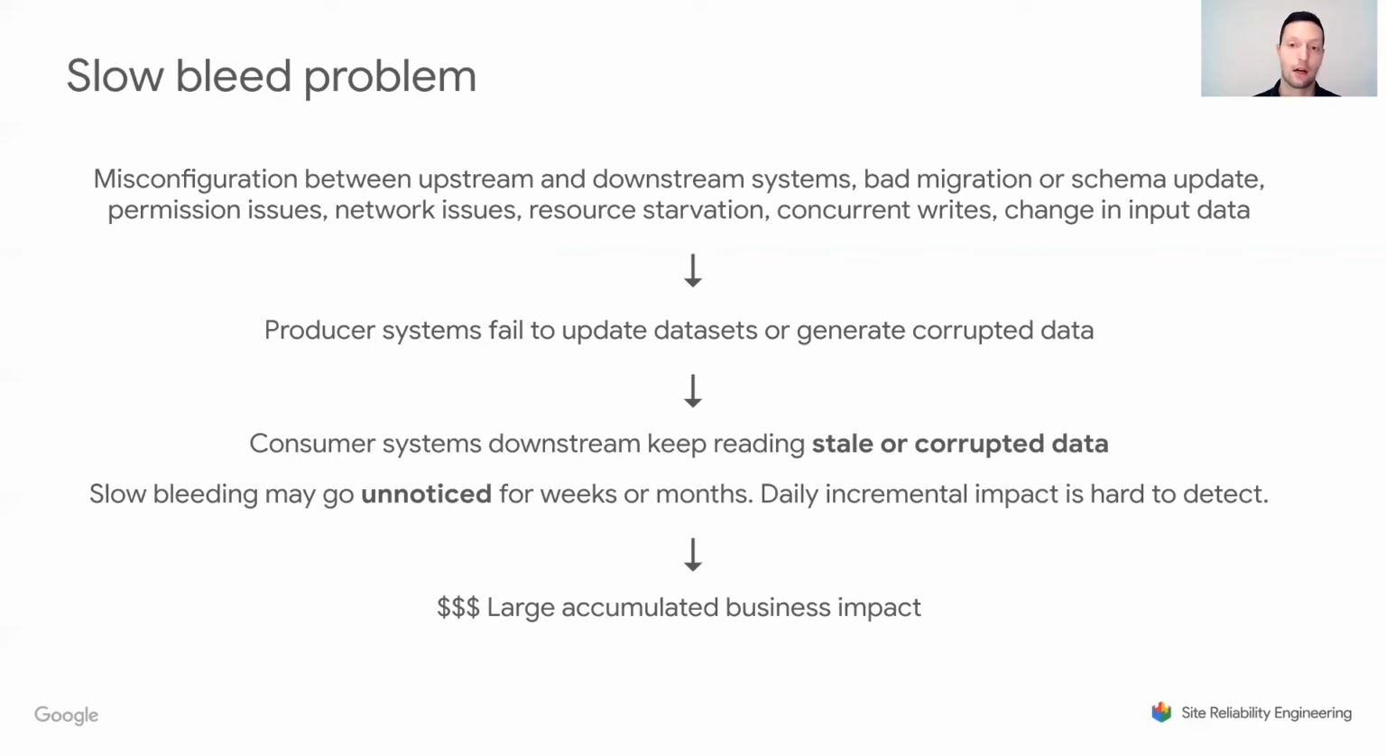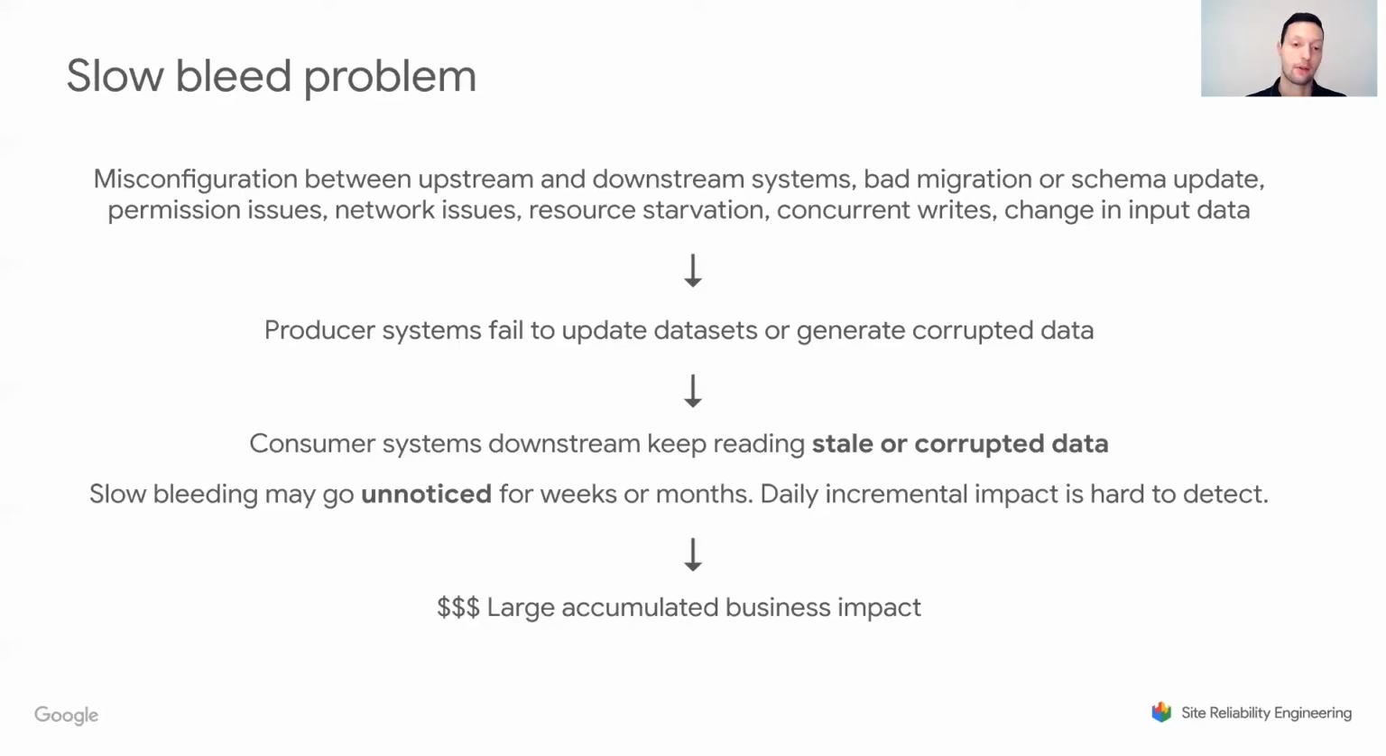Common classes of slow bleeds are data staleness and data corruption. And there can be multiple root causes, from misconfiguration between data producer and consumer, bad migration, schema update, permissions issues, network issues, or resource starvation, concurrent writes, and changes in input data. As a result, the producer system fails to update a dataset at an expected pace or generates corrupted data, which leads to the consumer system downstream continuing to read the stale or corrupted data.